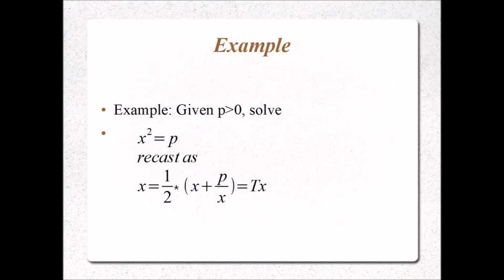Let's start with an example, something you may have seen before. You're looking for the square root of p, and to get it, you take the equation x equals 1/2 the quantity x plus p over x, and iterate. Namely, we're saying that T of x is the transform on the right hand side of that equation, and we're solving T of x equals x. But the way we solve it is iteratively.